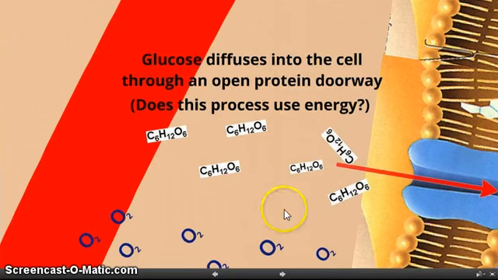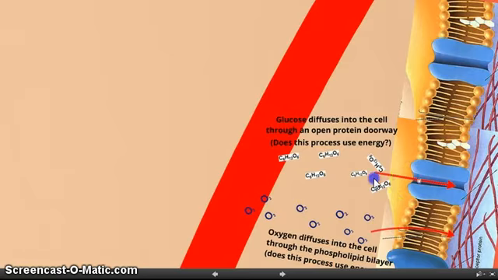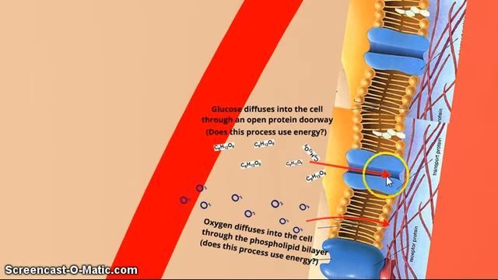Remember, we have high concentration of glucose on the outside of the cell traveling into the cell to provide a low concentration. So a high concentration of glucose on the outside of the cell, and that travels into the cell where there's a lower concentration. So this process doesn't actually use energy. It doesn't use any energy at all.